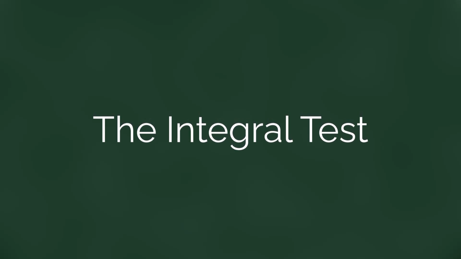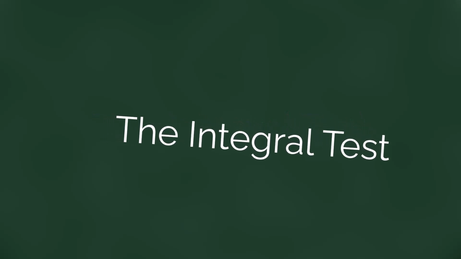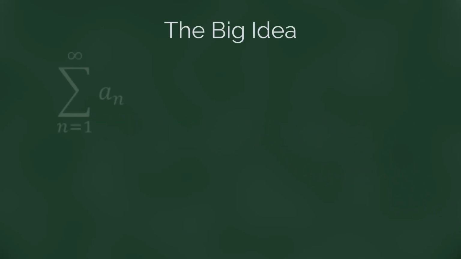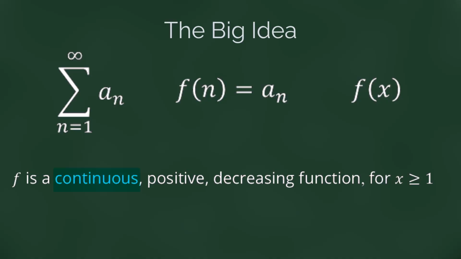In order to understand how we can use the integral test to evaluate whether or not a particular series converges or diverges, we need to start with a few assumptions. First, we have some series, the sum from n equals 1 to infinity of a sub n. The terms of that series, a sub n, correspond to some function so that f of n is equal to a sub n. F of n has a real valued version, f of x, and that function f of x is continuous, positive, and decreasing for x greater than or equal to 1.